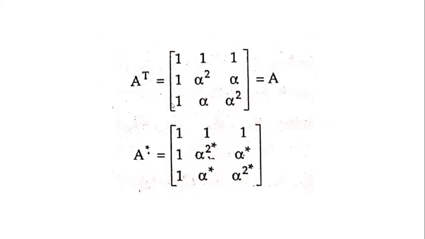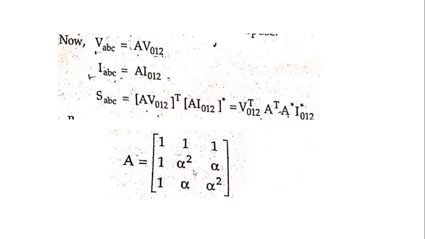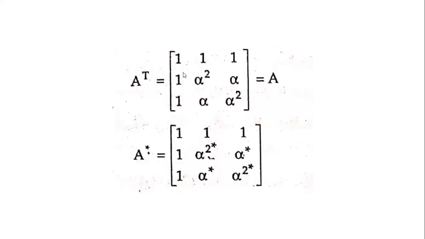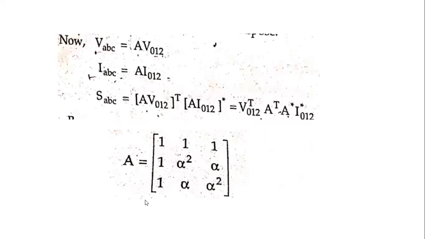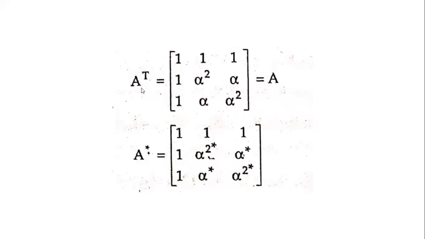Then, what is the A transpose? A transpose means we are converting rows into columns and columns into rows. Then we obtain 1, 1, 1; 1, alpha square, alpha; 1, alpha, alpha square. Similarly, A conjugate is obtained by conjugating each element of matrix A. This is the matrix for A, A transpose and A conjugate. Remember those formulas.